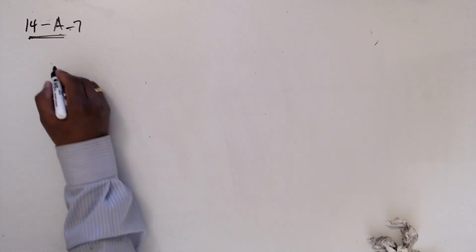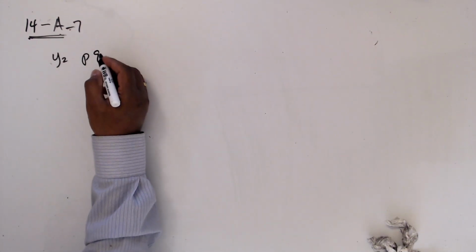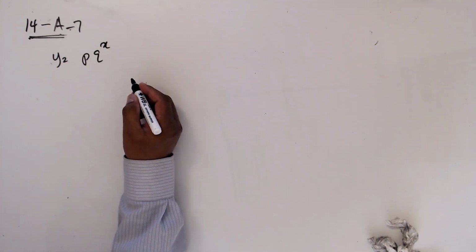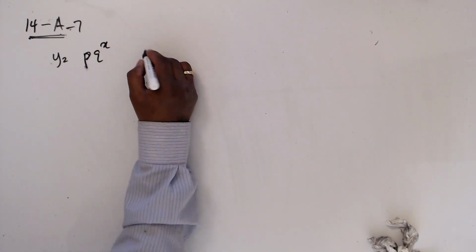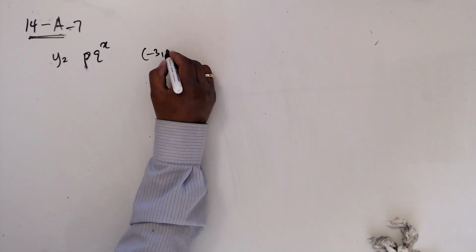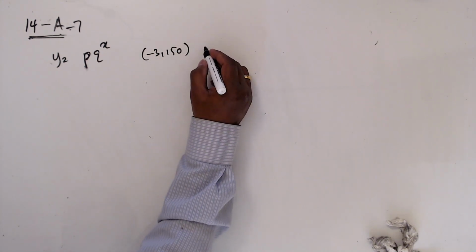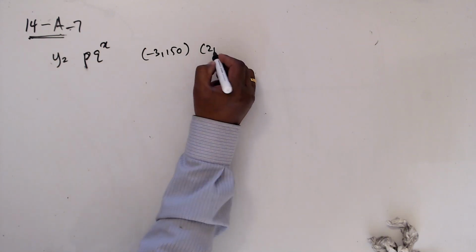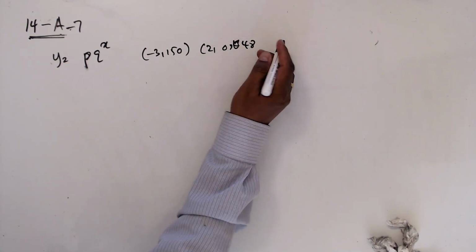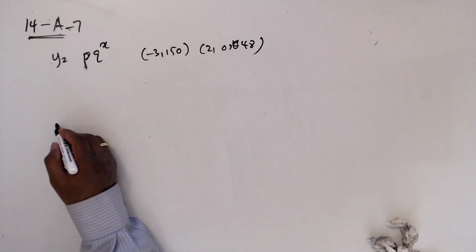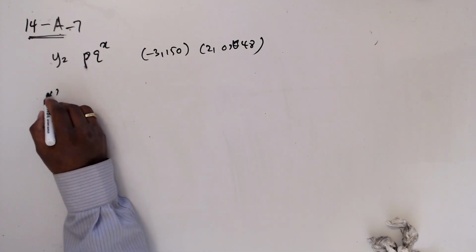Question number 7. y equals p times q to the power x, and this is minus 3, 150, and this graph is going to 0.048. Part A, by drawing a sketch or otherwise explain why q value has to be in 0 to 1. Okay, we can do a sketch.